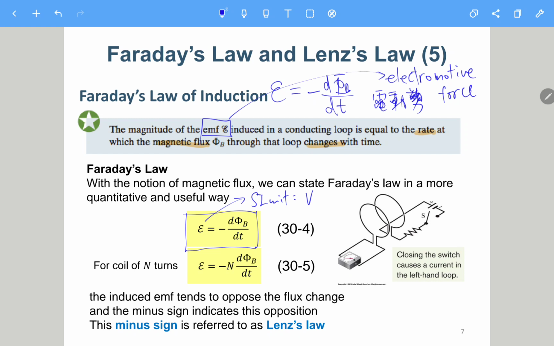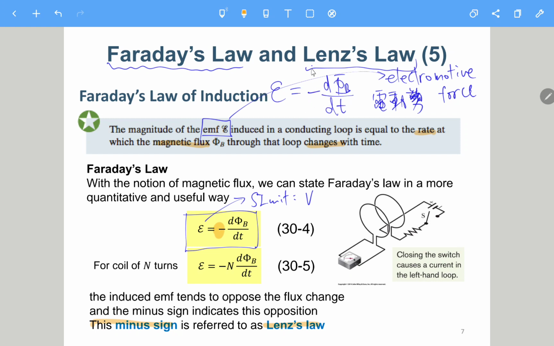For the title, we mentioned Faraday's law and the Lenz law. What is Lenz law? We have not mentioned Lenz law yet. Here it says the minus sign is referred to as Lenz law. So inside this Faraday's law, this is the Lenz law. It just tells you we have a minus sign there rather than a plus sign. You may wonder, how come there is a minus sign there?